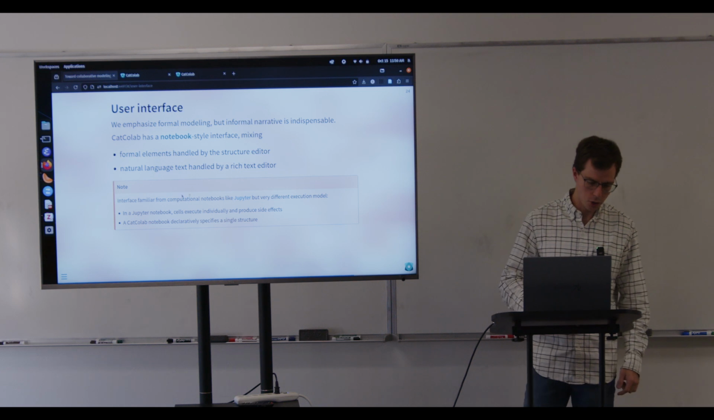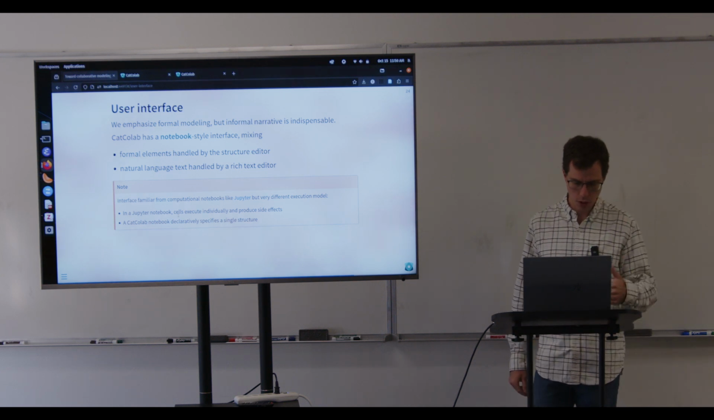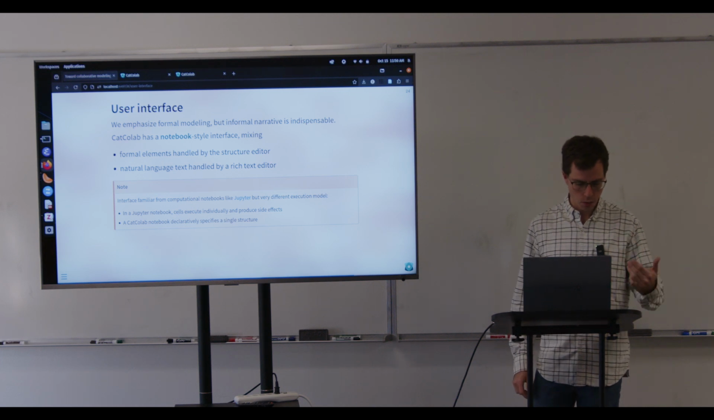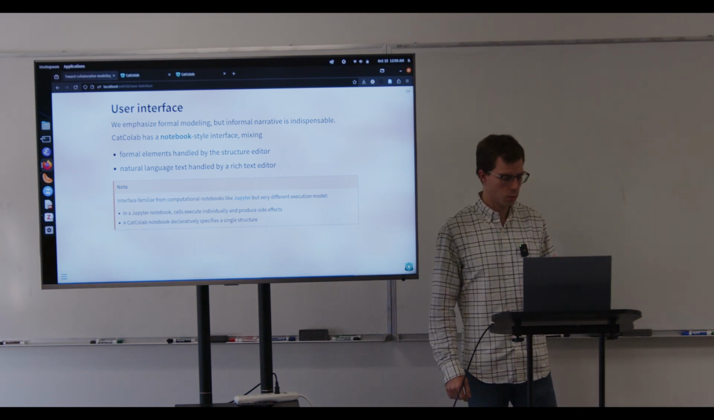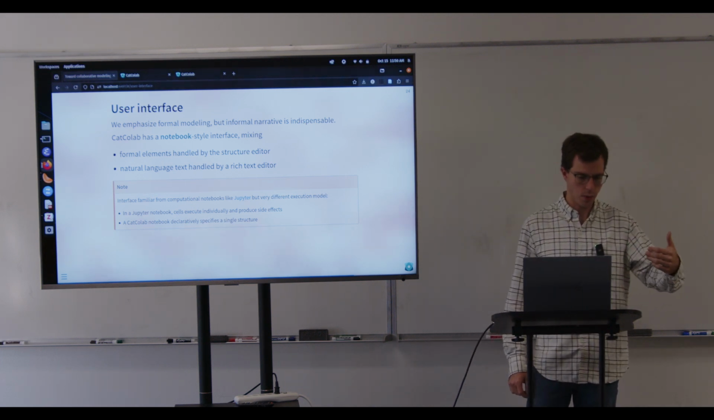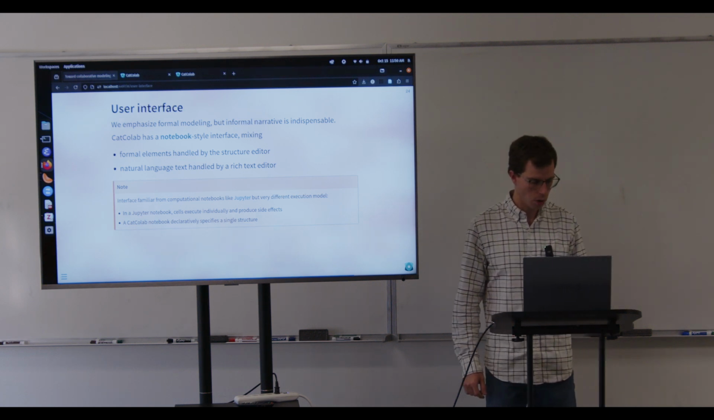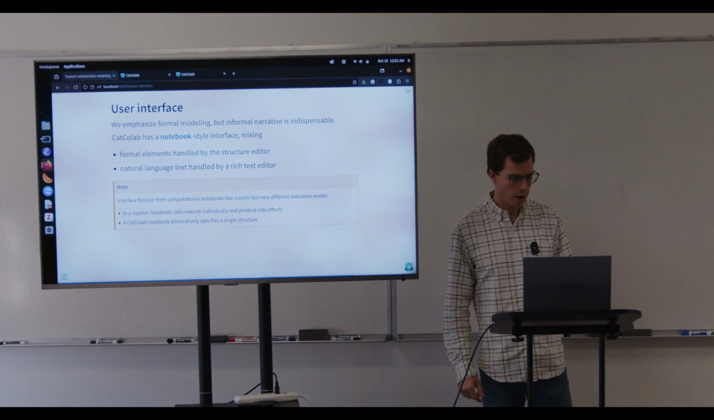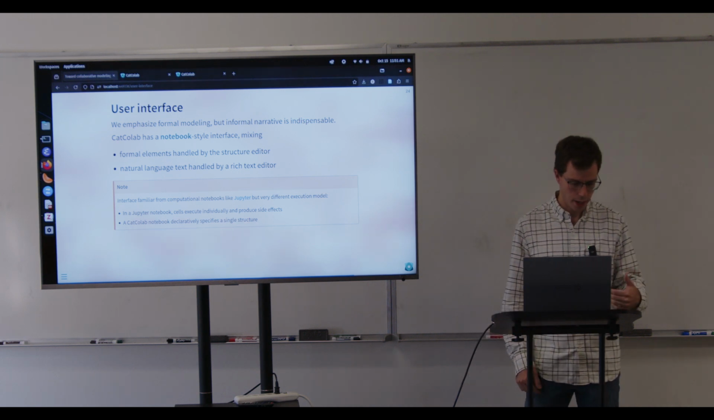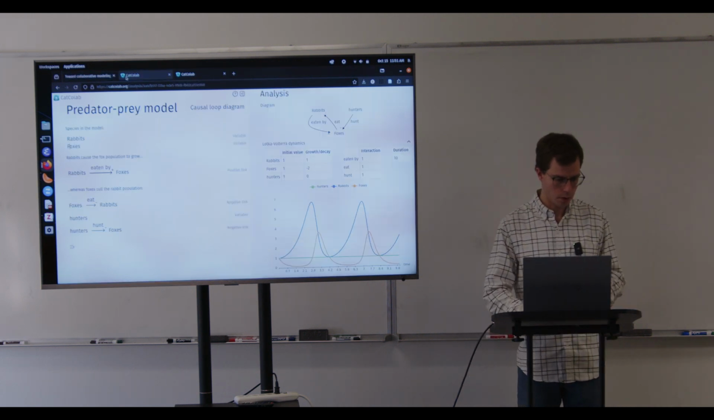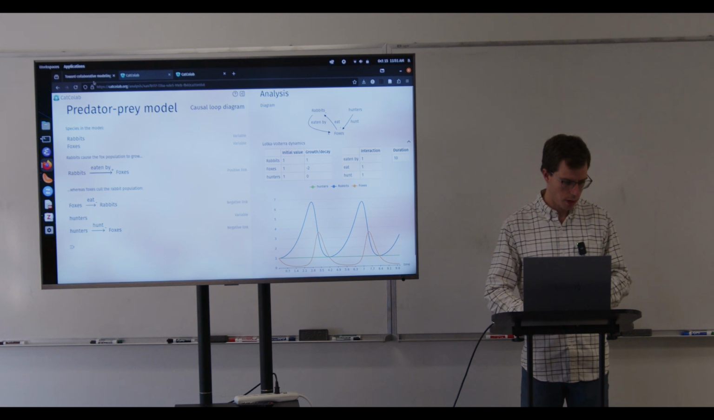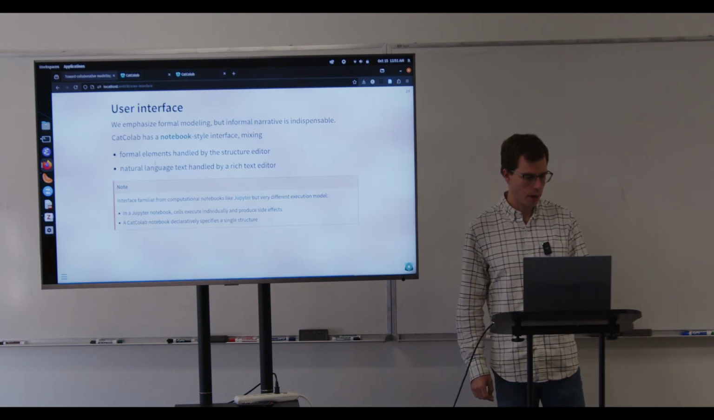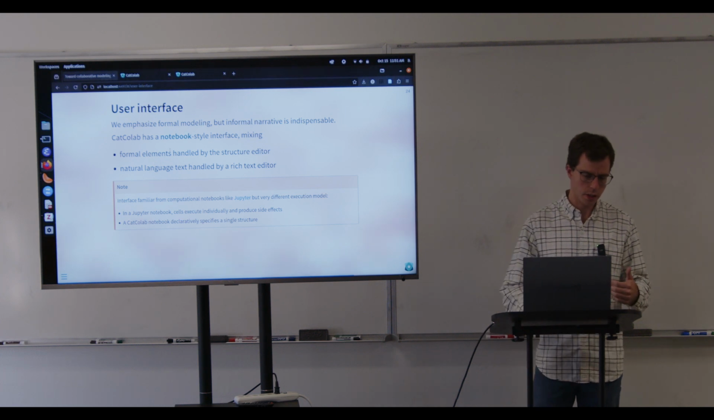Like in a Jupyter notebook, you have a sequence of code cells that can execute individually, potentially out of order, and they produce side effects, which then affect other cells when they subsequently execute. A CatColab notebook does not work like this. A single notebook, such as what's shown on the left here, is a declarative specification of a single structure. And the order of the cells is entirely irrelevant.